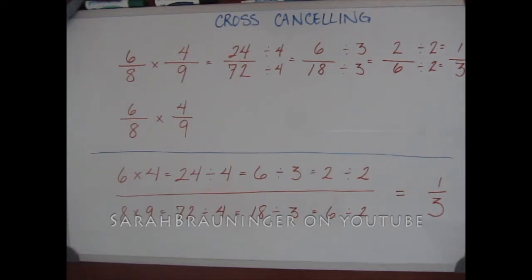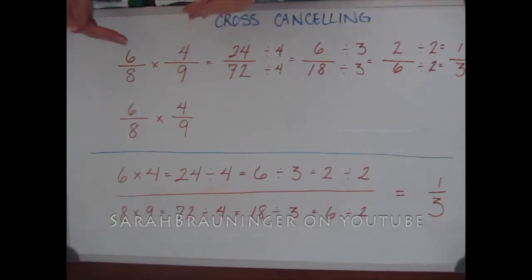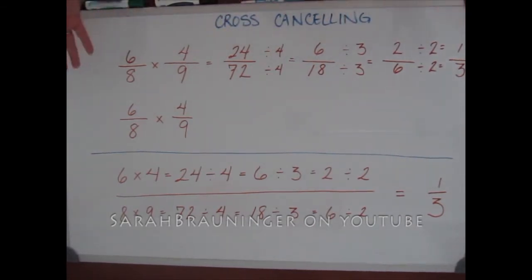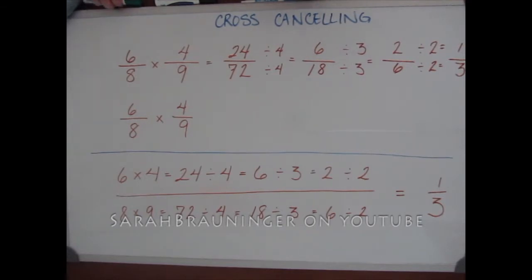Firstly, I explain cross-canceling as this. Cross-canceling is when you are taking a later step of simplifying and moving it earlier in the problem. So the justification for what looks like messing up your problem is that you're actually taking a later step that you would do anyway and moving it earlier. And I'll show that like this.